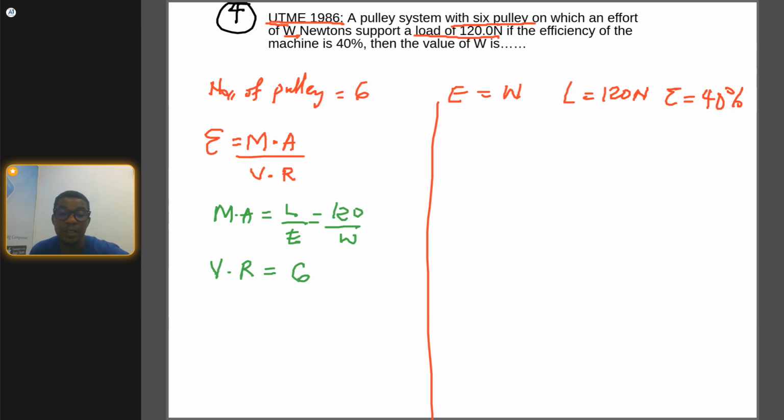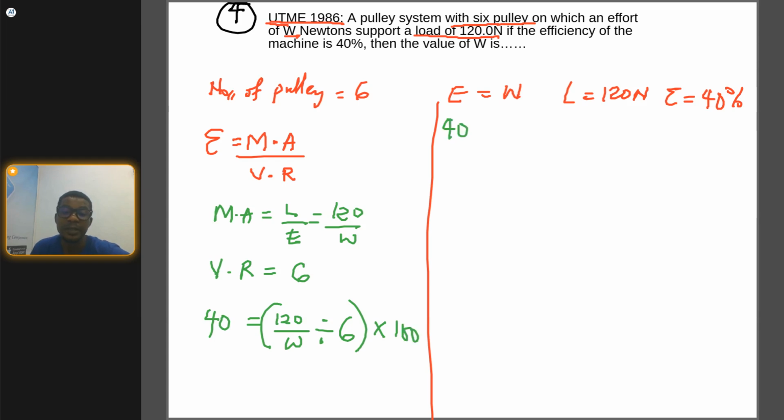The number of pulleys is 6. That implies that the velocity ratio is also 6. So we have efficiency equals mechanical advantage over velocity ratio. Substituting the values, efficiency is 40 equals the mechanical advantage, which is 120 over W, divided by the velocity ratio, which is 6, multiplied by 100.